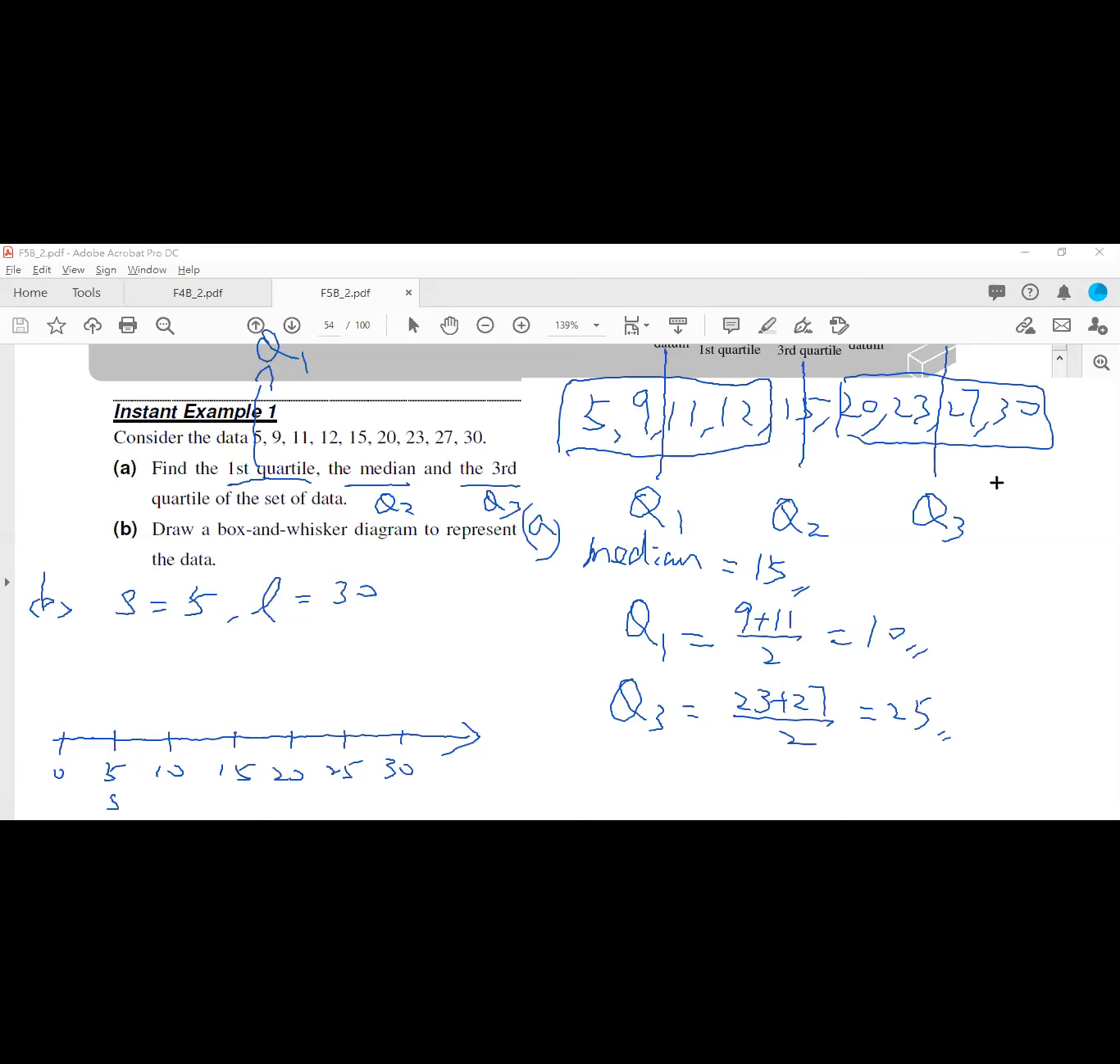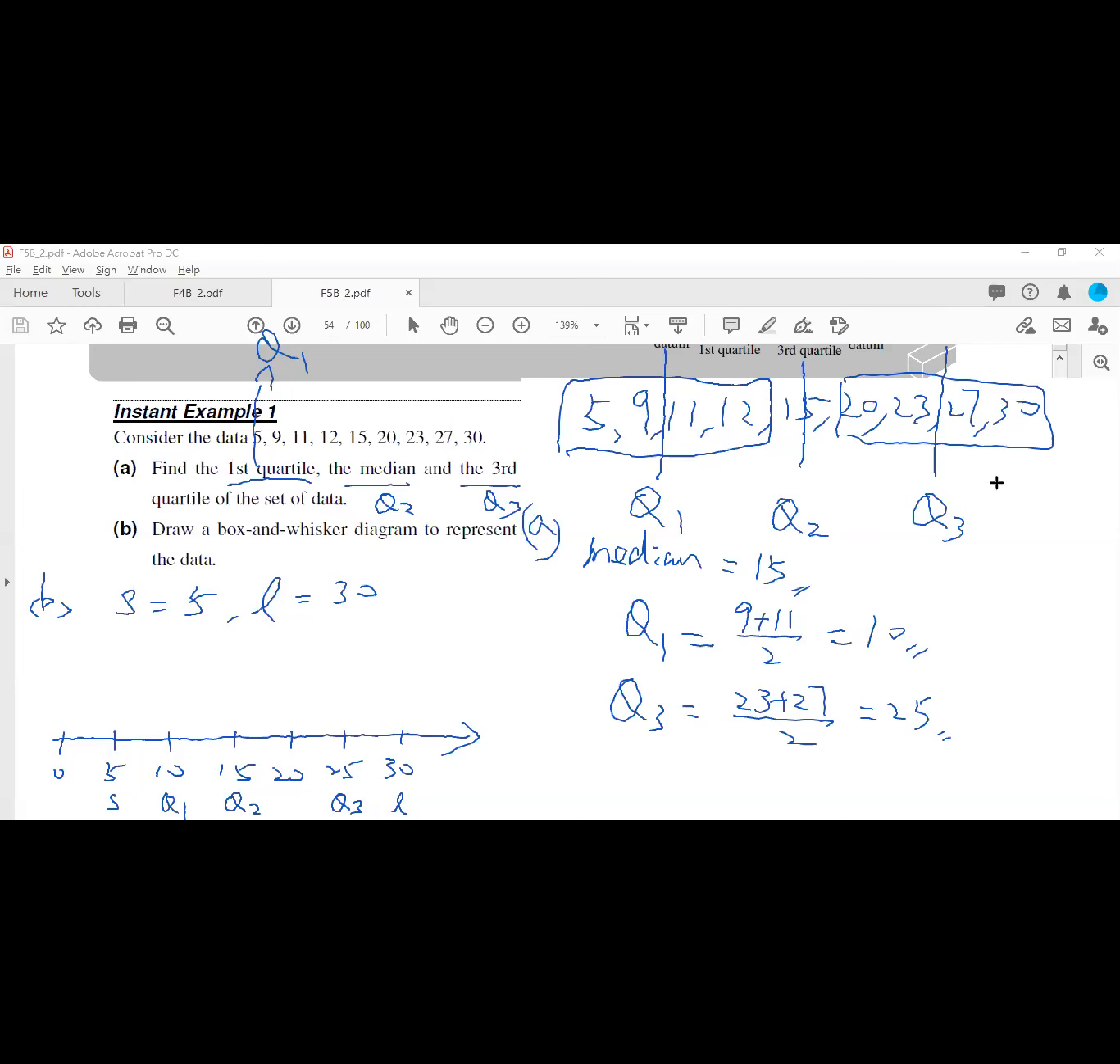So this is Q1. Median is Q2. Q2 is 15. So this is Q2. Q3 is 25. So this is Q3. And then largest datum is 30. It's like this. It's okay? Okay, we have located the 5 positions. And first, now we are going to draw the diagram.